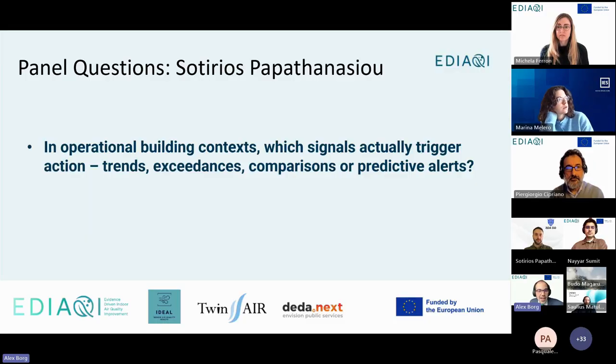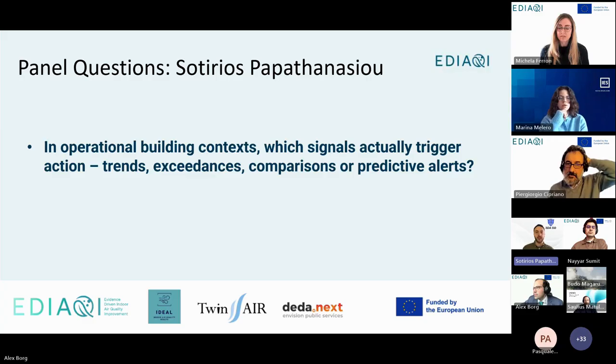In an operational building context, which signals actually trigger action? Is it the trends? Is it the exceedances? Is it the comparisons or predictive alerts? They're actually all of them, right? And I divide them in two categories. We have the immediate signal actions, like when we receive an alert or the user is looking at the dashboard or the display of the device that gives information about the current situation of air quality and potentially a problem. And then we have the long-term analysis through the trends or the limits that we have established inside the specific dashboard, and the reports we generate manually or even with the use of AI technology in order to help us identify any pattern that may be present in a specific location.